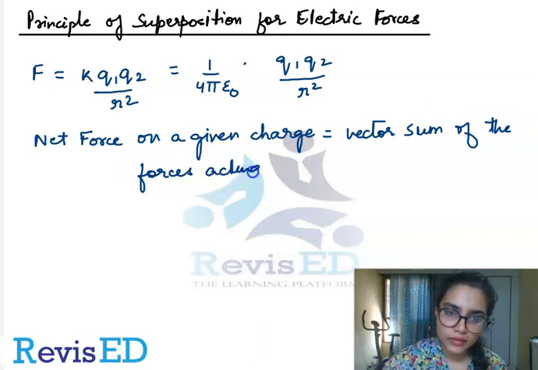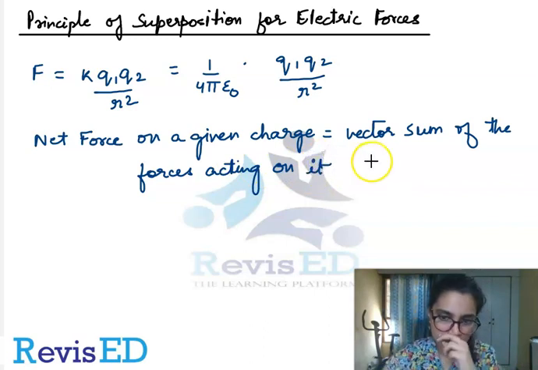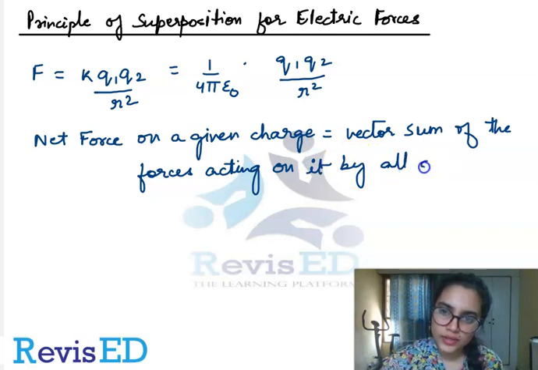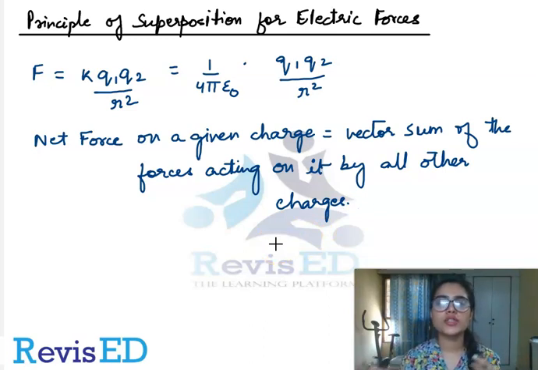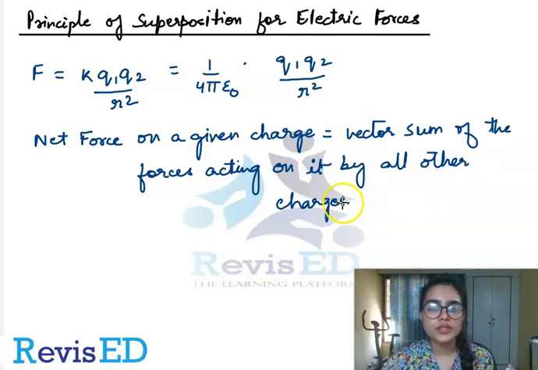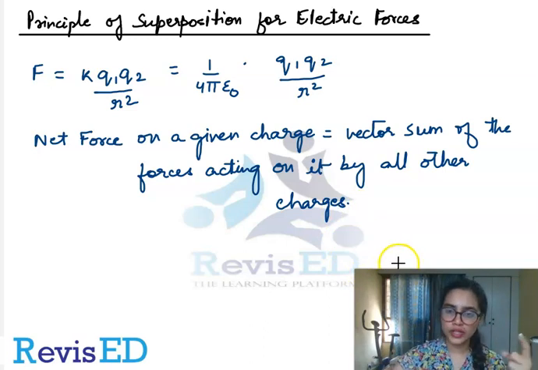acting on that body by all other charges. So this is what we have discussed: if a body has multiple charges, there are going to be n number of forces. At that time, the net force on a given charge is going to be the vector sum of all the forces acting on the body. Why does the force act? The force acts due to the presence of another charge, so that is why we have written the line, all other charges. The effect of all other charges is going to be seen on a charge.